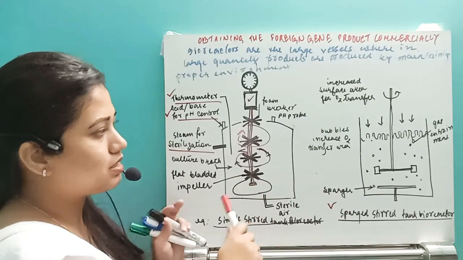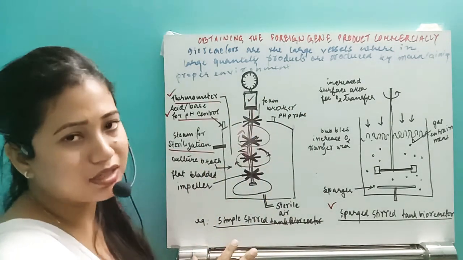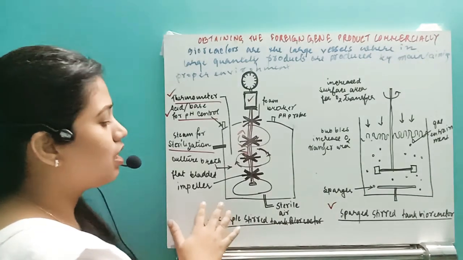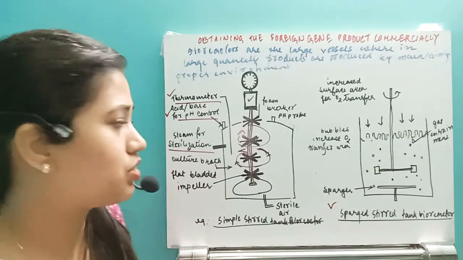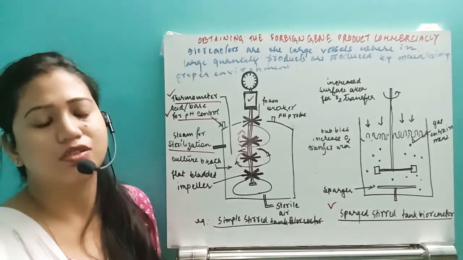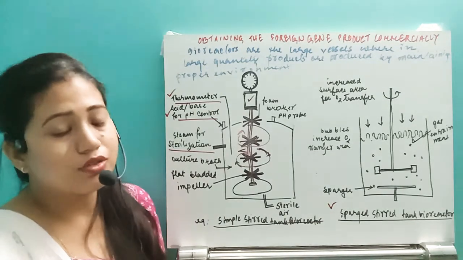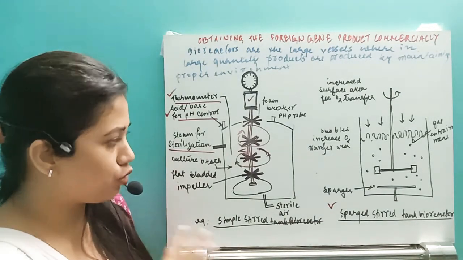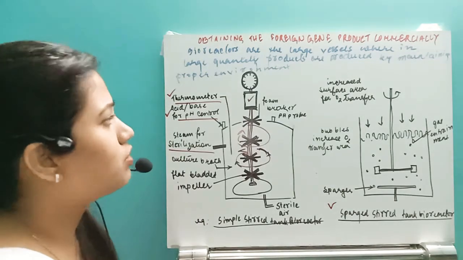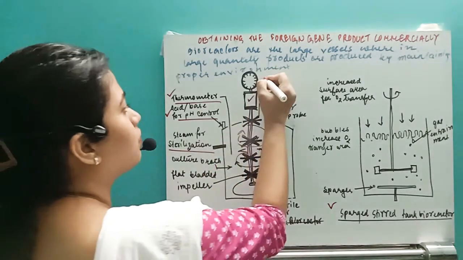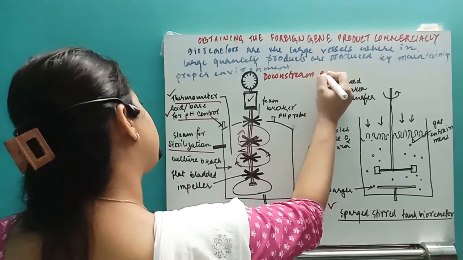From these two bioreactors, the most commonly used bioreactor in biotechnological laboratories and companies is the simple stirred tank bioreactor. With the help of the simple stirred tank bioreactor, normally a large amount of product can be extracted. Suppose we have produced millions or thousands of kgs of the product. After that, we go for the downstream processing.